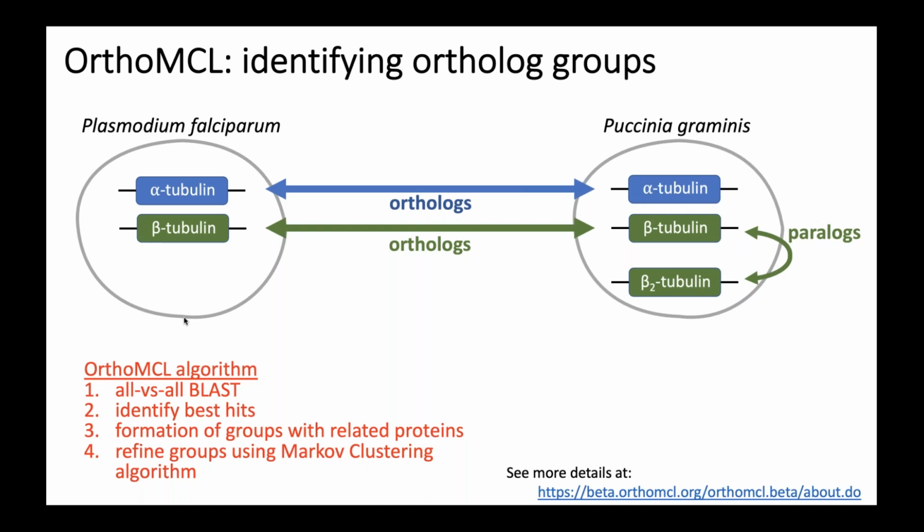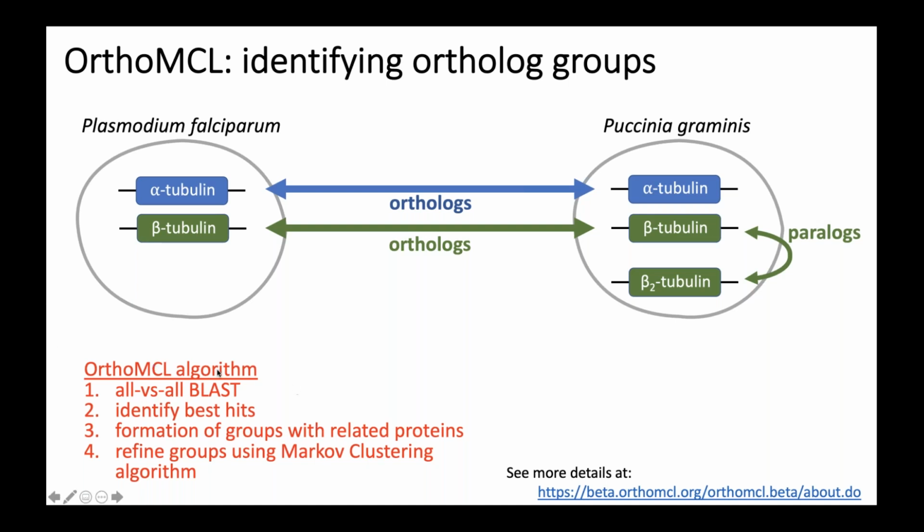So how does this work? How do we identify ortholog groups? I alluded to that before, but I'll describe it a little bit more formally here. We're going to go back to this example of these two species, with alpha and beta tubulin, but this Puccinia has a pair of paralogs. Basically, the OrthoMCL algorithm uses sequence similarity to infer evolutionary relationships between genes.